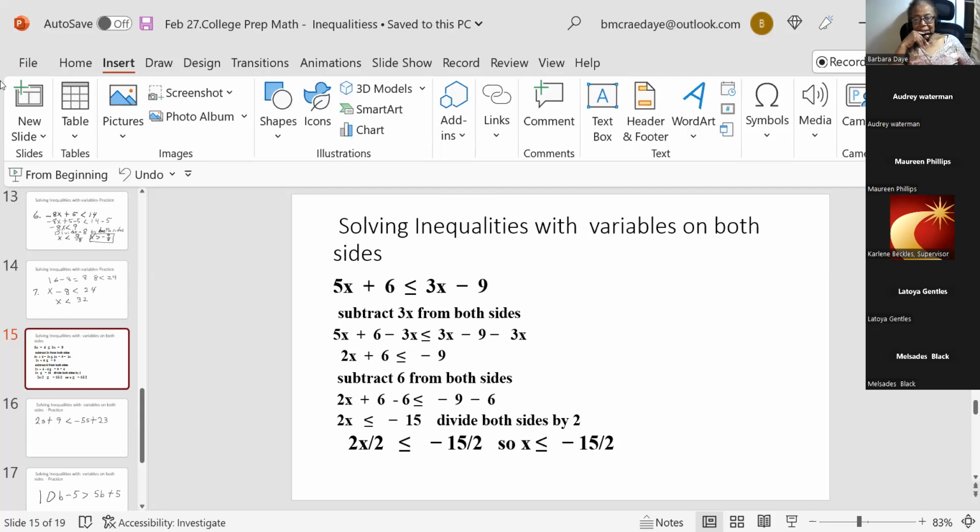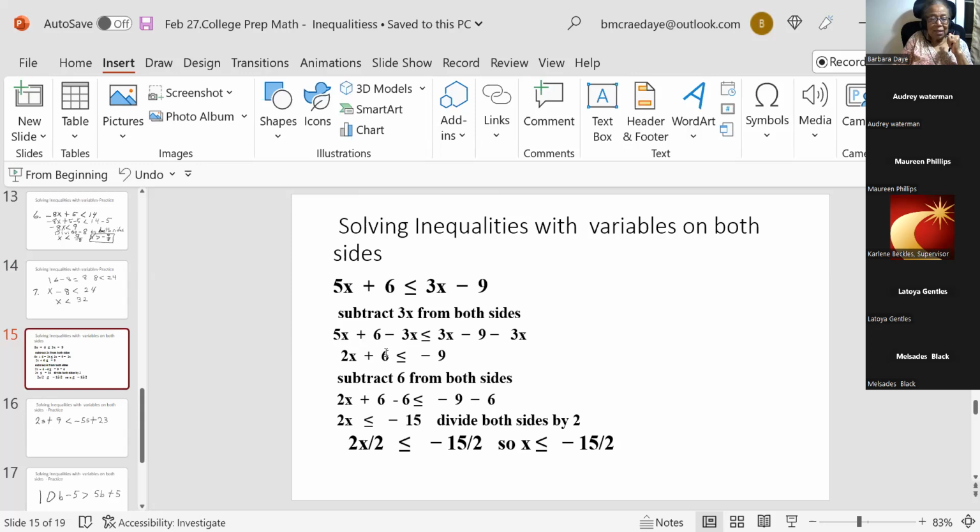Because it's a subtraction, right? So we subtract 6 from here. Okay, first we get the x's together. You follow me right here, right? Subtract 3x from both sides. That gives me 2x on the left. I still have my plus 6, and I have my minus 9. Now I subtract my 6 from both sides, because see, it's added here, right? In order to be left with just 2x, I need to subtract the 6, correct?